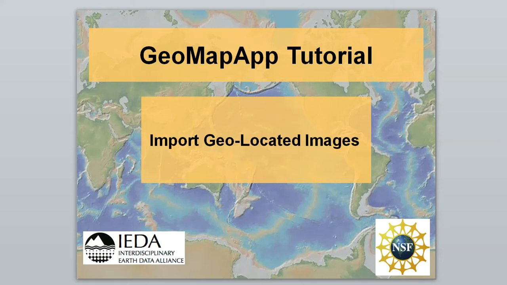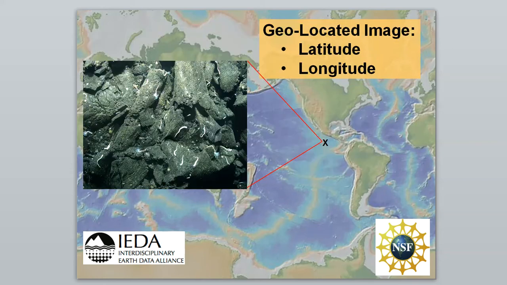In this GeoMapApp tutorial, we're going to look at importing geolocated images. A geolocated image is an image such as this one that is associated with a particular latitude and longitude. In this case, it's a seafloor bottom photo taken at the East Pacific Rise 9 North site.